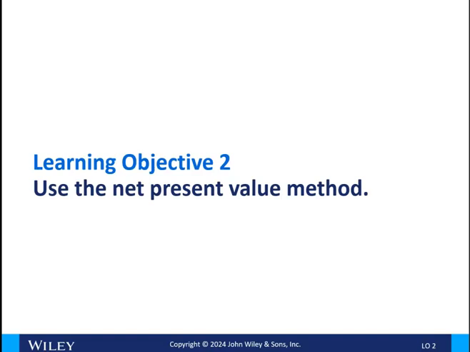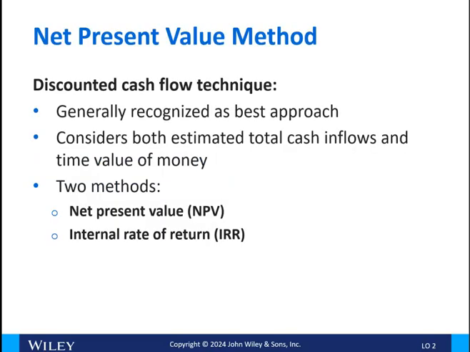Now we'll look at the net present value method. This is the discounted cash flow technique. It's generally recognized as the best approach, and it considers both estimated total cash inflows and the time value of money. Two methods that we'll look at are the net present value or NPV and the internal rate of return or IRR.